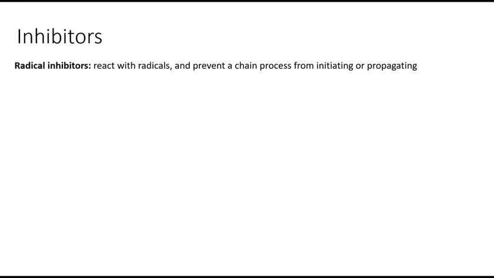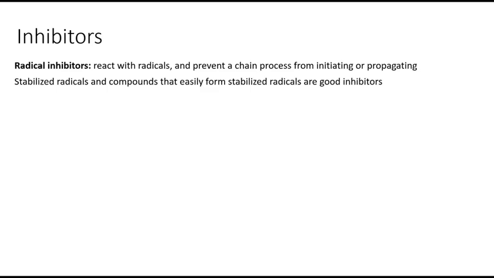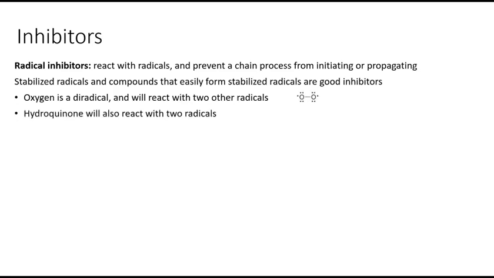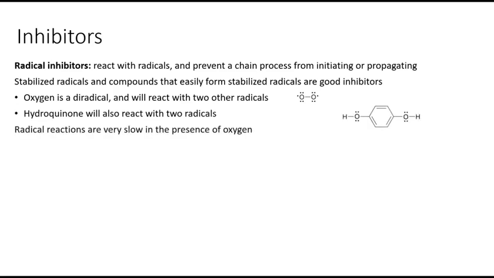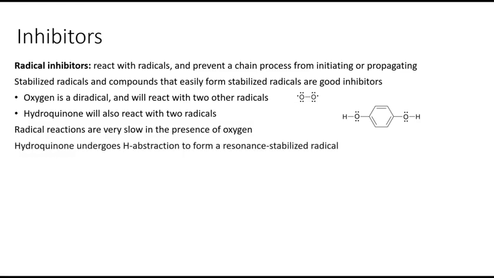Inhibitors. Radical inhibitors will react with radicals and prevent a chain process from initiating or propagating. Stabilized radicals and compounds that easily form stabilized radicals are good inhibitors. Oxygen is a diradical and will react with two other radicals. Hydroquinone will also react with two radicals. Radical reactions are very slow in the presence of oxygen.